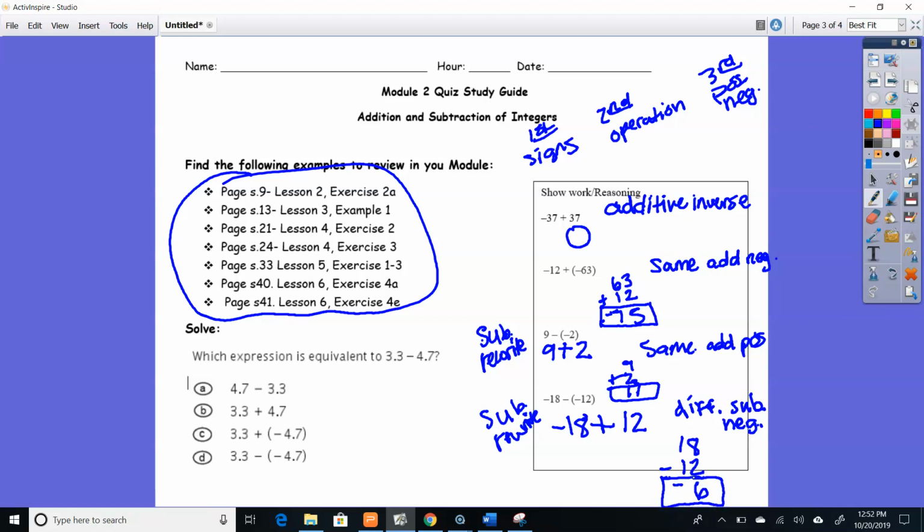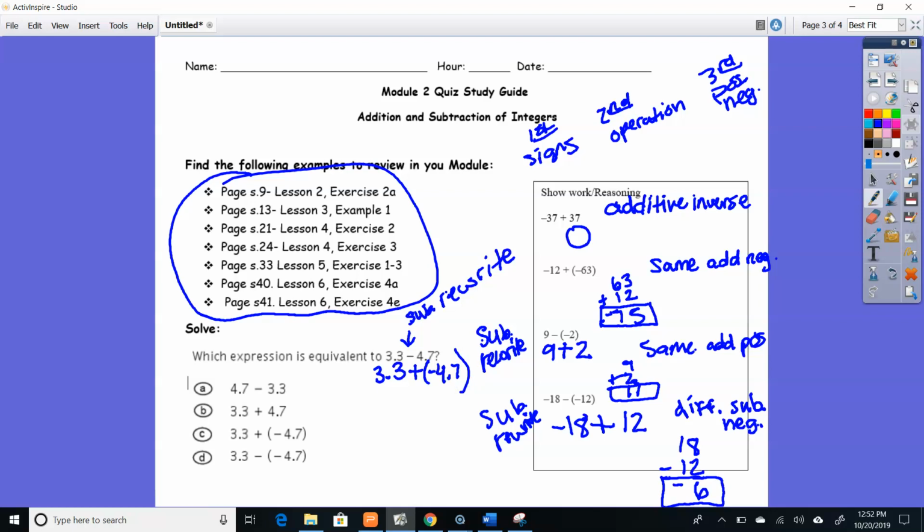Okay, which expression is equivalent to negative 4.7? I see subtraction, so therefore I'm going to rewrite it. I haven't even looked at my answers yet. I need to rewrite this, and that should help me with my answers. So plus a negative 4.7. Let's see if that is one of our answers.